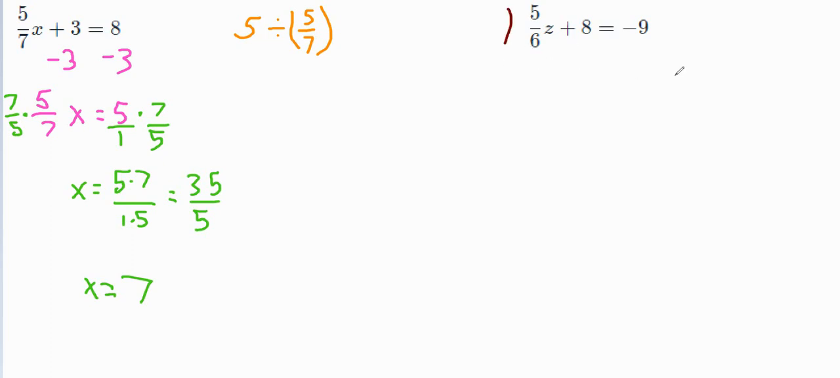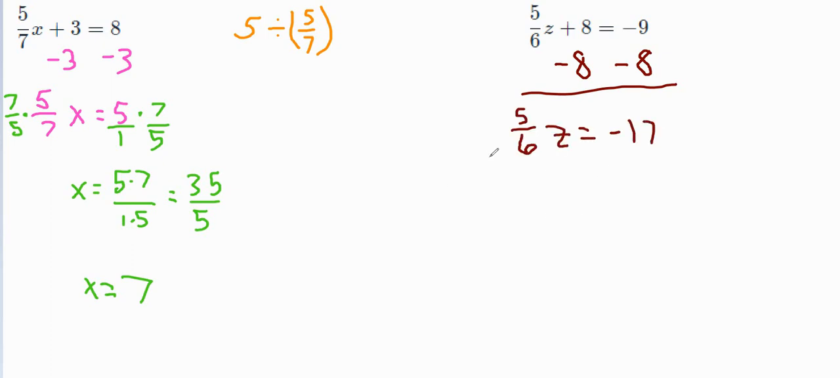This next one, 5/6z plus 8 equals -9. Let's get rid of the stuff that's on the same side of the letter but not touching it. That's the positive 8. So the opposite or inverse of adding 8 is subtracting 8. Be careful with the negatives. -9 minus 8 is a -17.